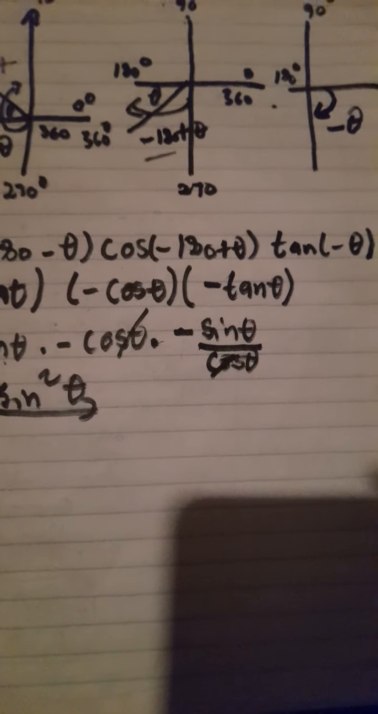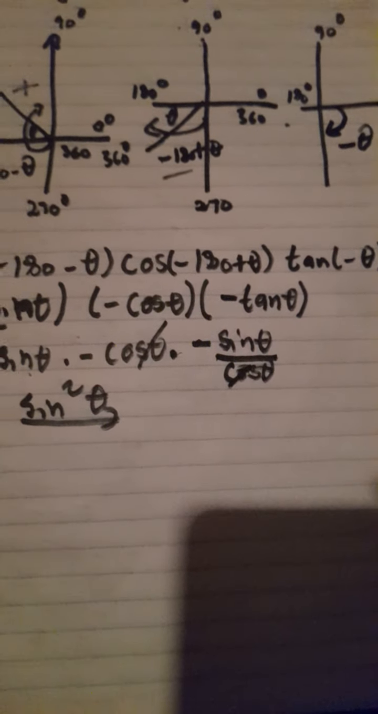Negative and negative is positive, right? Negative times negative is positive. Then we are going to have sine theta multiplied by sine theta. What is sine theta multiplied by sine theta? It's going to be sine squared theta. So that's your solution. So this is how you are going to work with negative angles when you're given this, one of the typical exam questions that consists of a negative angle.